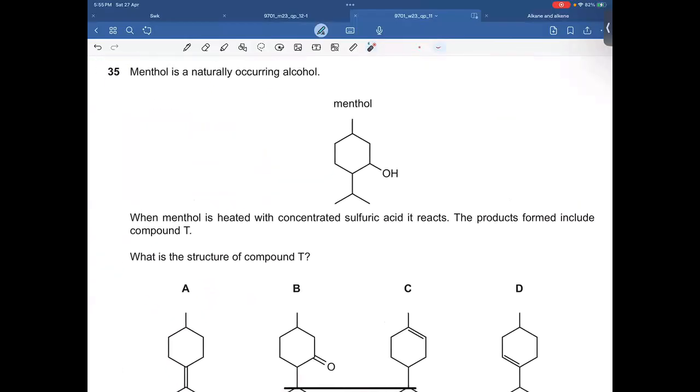35. Menthol is a naturally occurring alcohol. Okay. When menthol is heated with concentrated sulfuric acid, it reacts. Obviously, if you are reacting an alcohol with concentrated sulfuric acid, meaning dehydration takes place. And when we have a dehydration process, obviously an alkene would be the product.